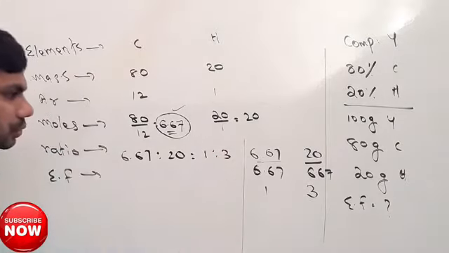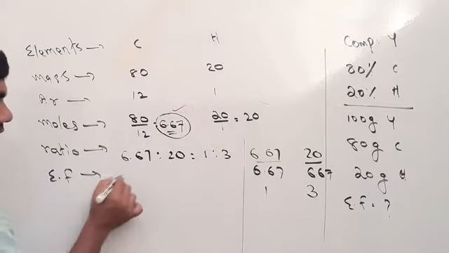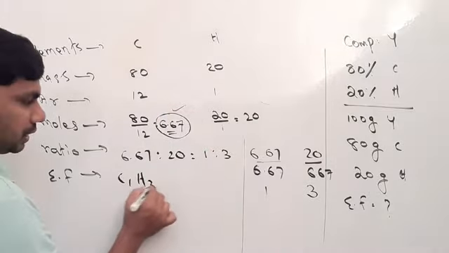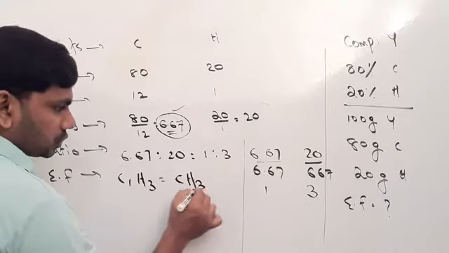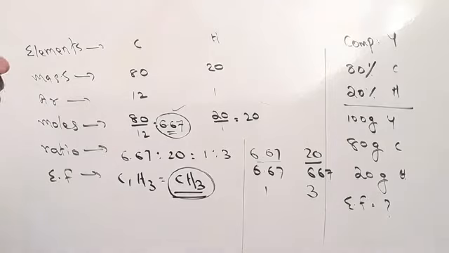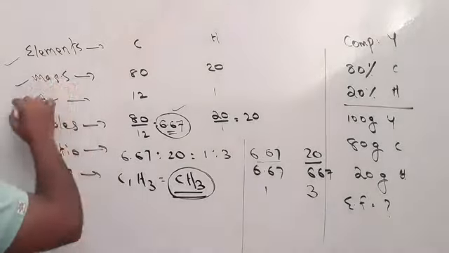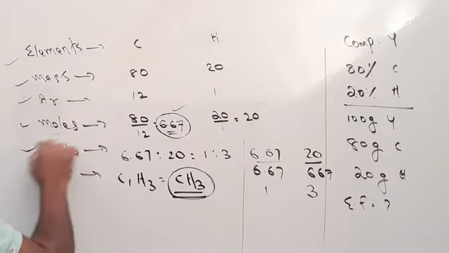This is the ratio. The carbon to hydrogen ratio is 1:3. So here C1H3, it is CH3. This is the empirical formula. To find the empirical formula, these are the different steps: elements, mass, relative atomic mass, moles, ratio.